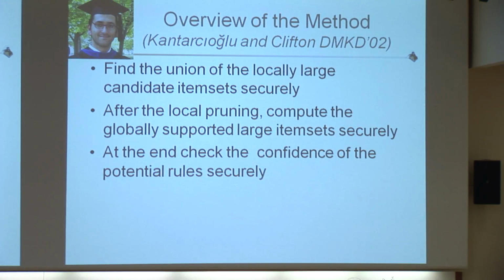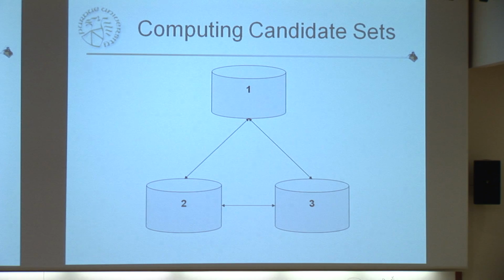So the idea behind how this works, I'll show you a quick example, is what we're first going to do is note that if something is frequent globally, it has to be frequent at least at one of these sites. If it occurs in 5% of the data, that can't happen if it's only 4% at each site. So what we do is we each take the things that are frequent at our site and we encrypt them.